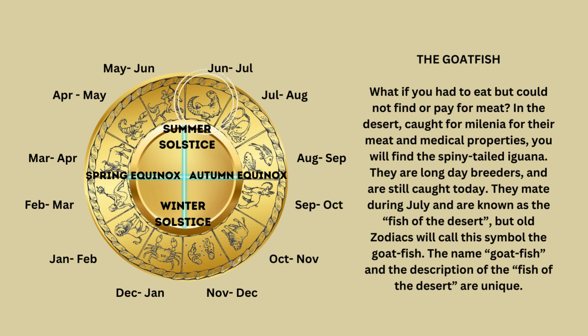The goatfish. What if you had to eat but could not find or pay for meat? In the desert, caught for millennia for their meat and medical properties, you will find the spiny-tailed iguana. They are long-day breeders and are still caught today. They mate during July and are known as the fish of the desert, but old zodiacs will call this symbol the goatfish. The name goatfish and the description of the fish of the desert are unique.